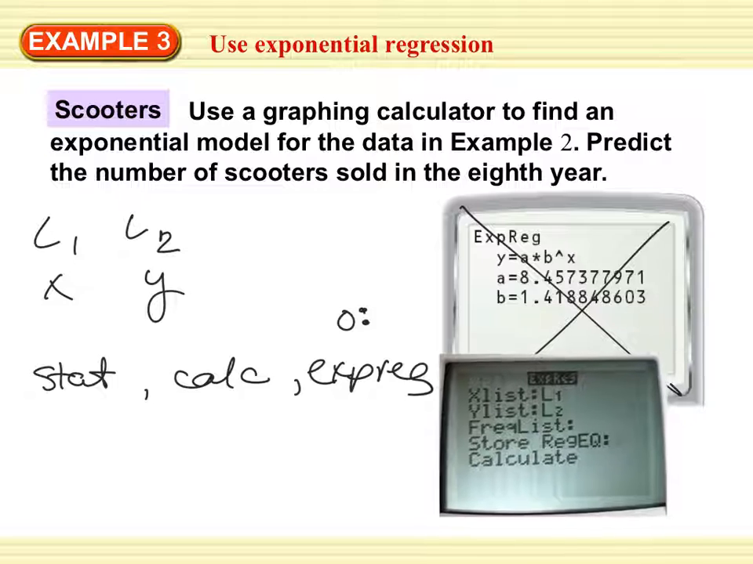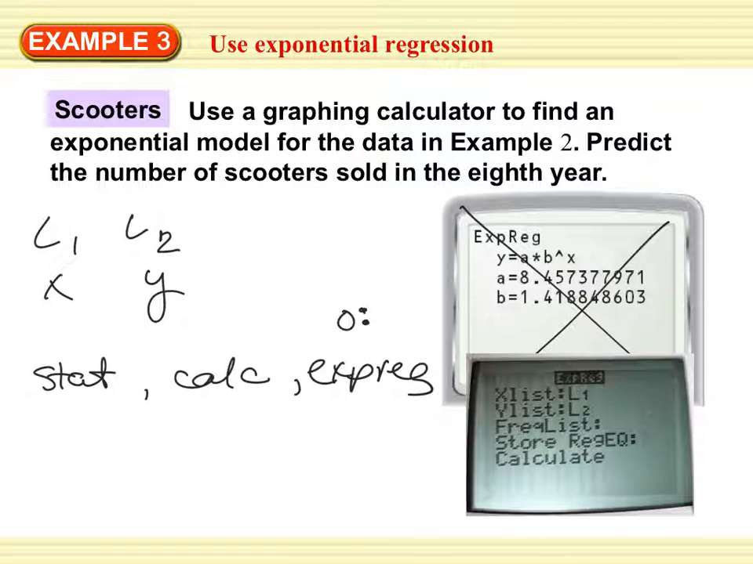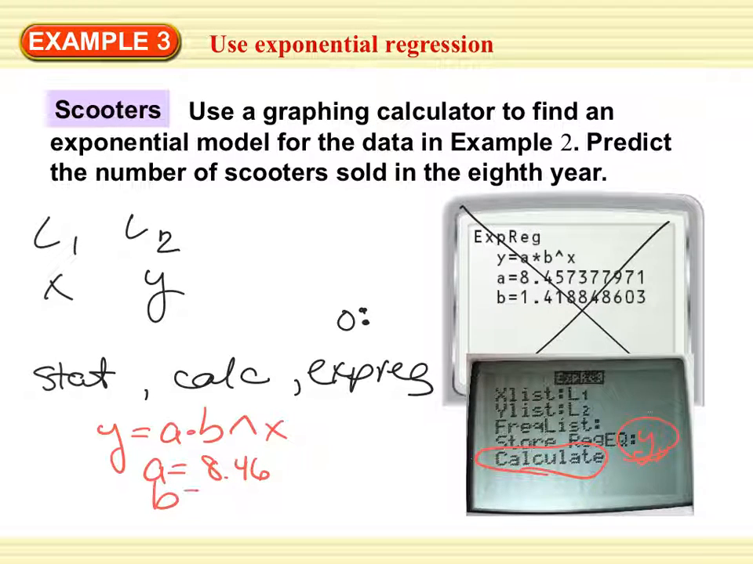I can show you right in this spot right here a way to store your equation into Y1 if you ask me. Okay, I'm not going to put it in the video. It's just a shortcut. But at that point you want to hit calculate. And it's going to spit out y equals a times b caret x, where a equals a number and b equals a number, which this right here is exactly what we got on example 2, right?